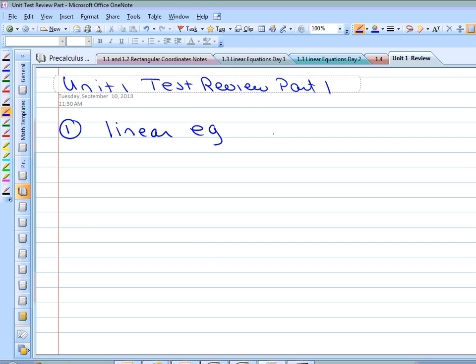Okay, and to write a linear equation, we need a slope and we need a point. Write that as, you know, the m equals your slope. A slope and a point. If we don't have a slope, then if we have 2 points, we can find a slope. And in this case, I think that's what we'll be doing.